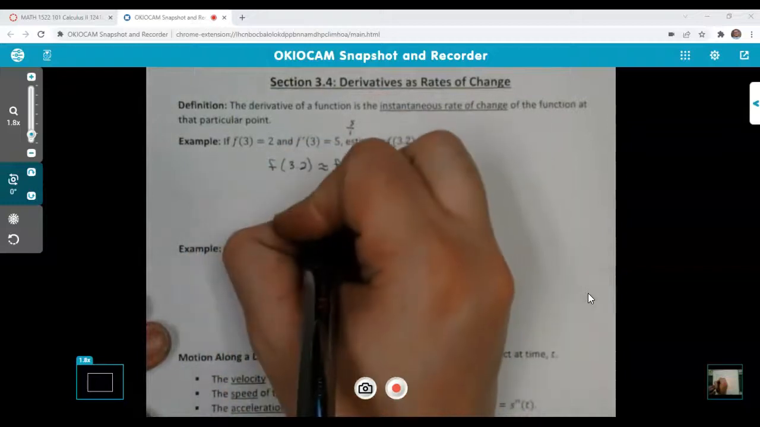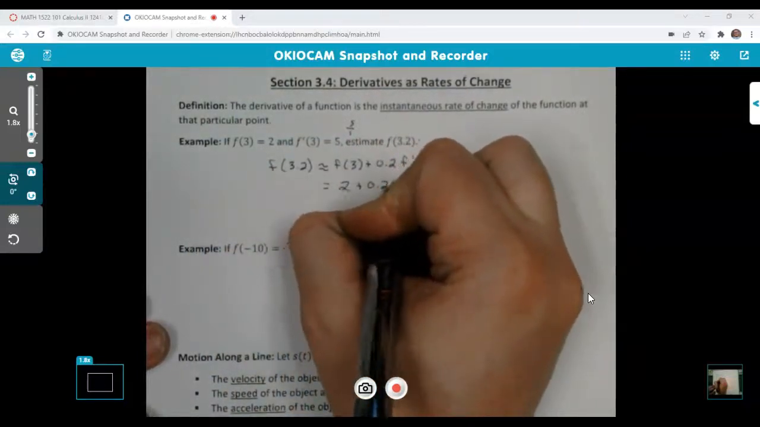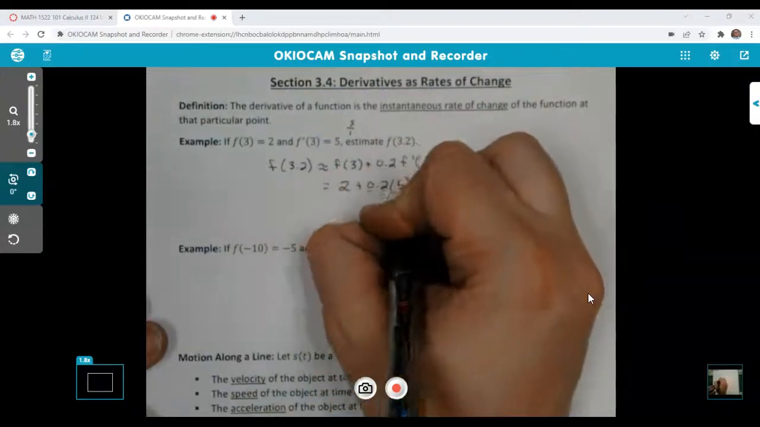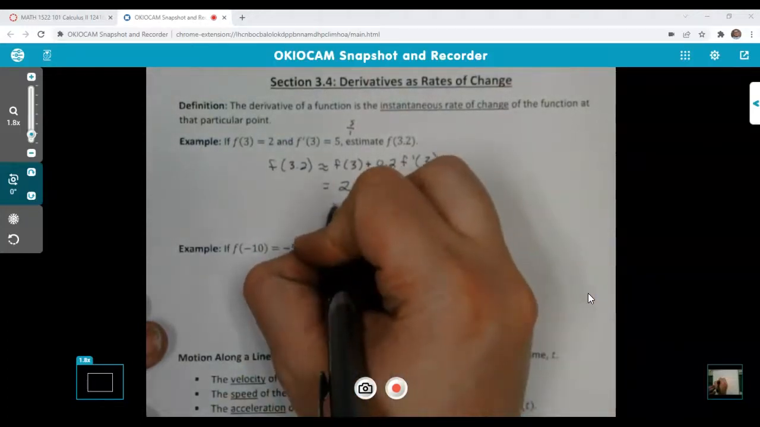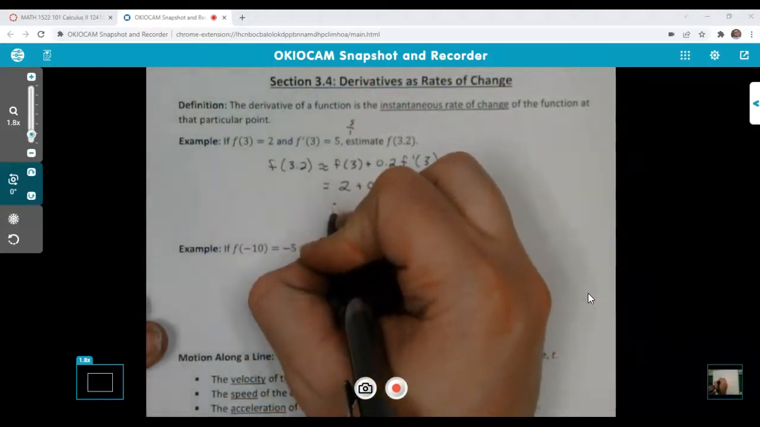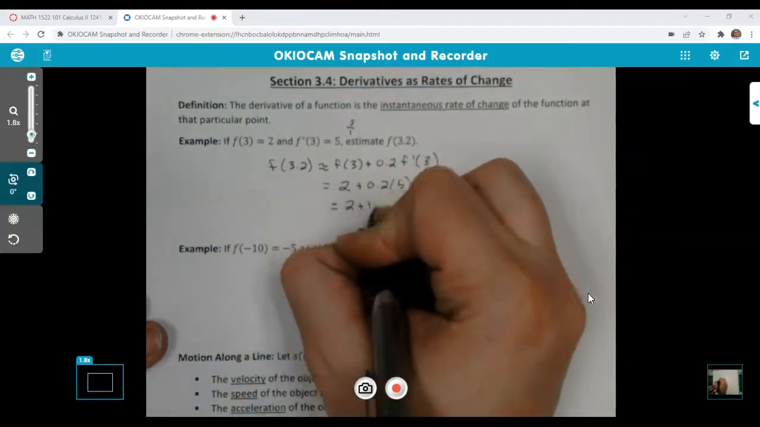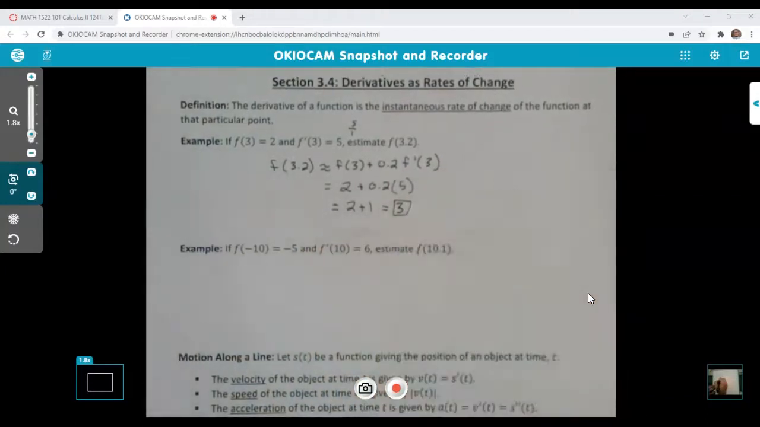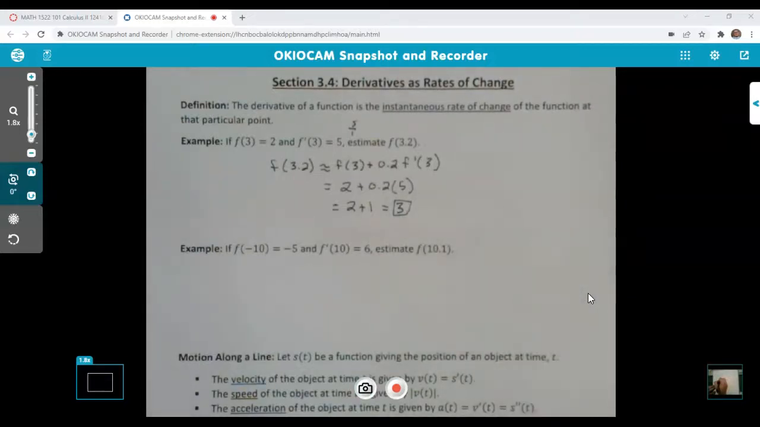So, as we have up here, f of 3 is equal to 2, plus 0.2 times f prime, which we said right here was a 5. 0.2 times the 5 is equal to 1, so that's 2 plus 1, and 2 plus 1 is equal to 3. So if f of 3 is equal to 2, then f of 3.2 is about 3. Let's try the same thing over here.